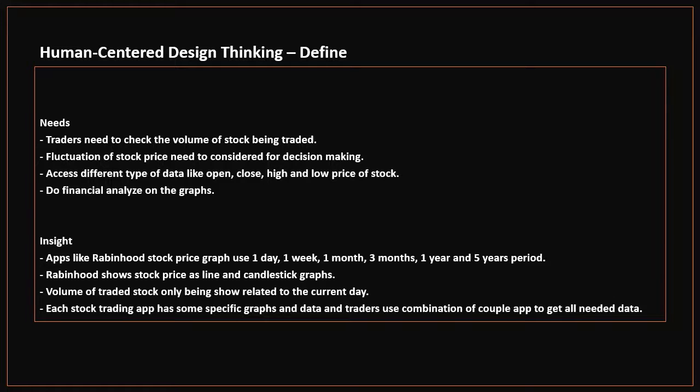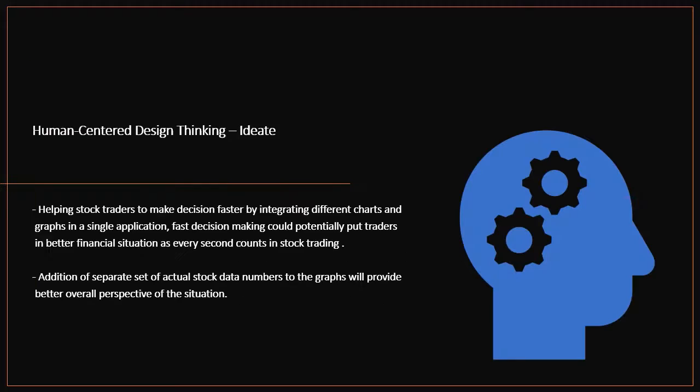Robinhood shows the stock price as line and candlestick graphs. Volume of traded stock is only shown for the current day, and each stock trading app has some specific graphs and data, so traders need to combine multiple applications to get all of the data that they need.